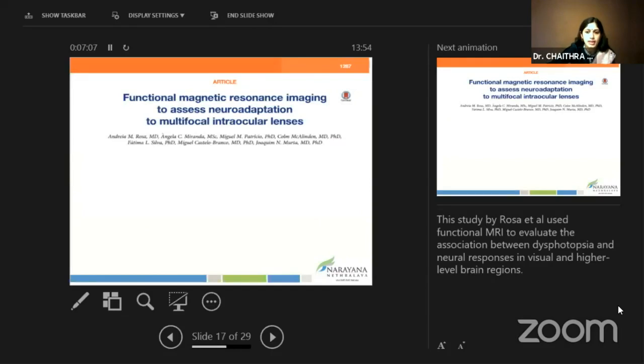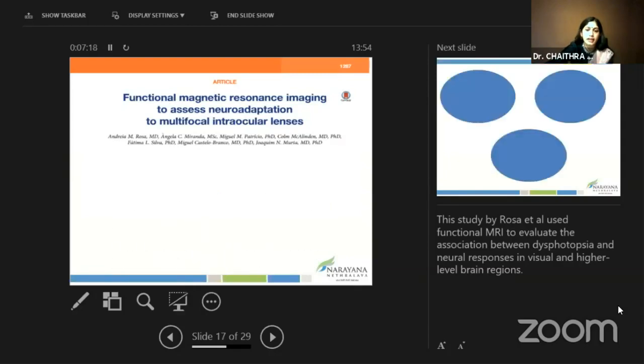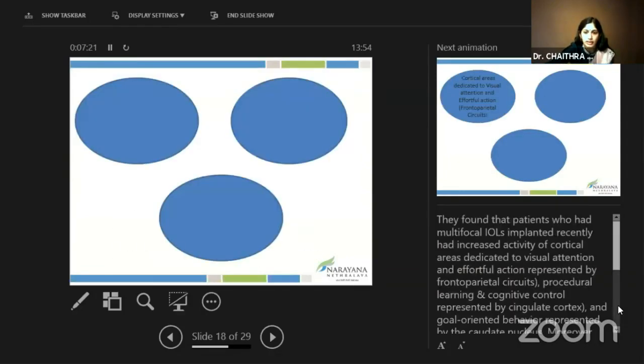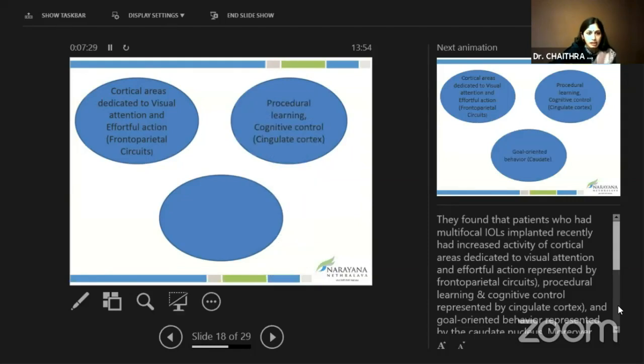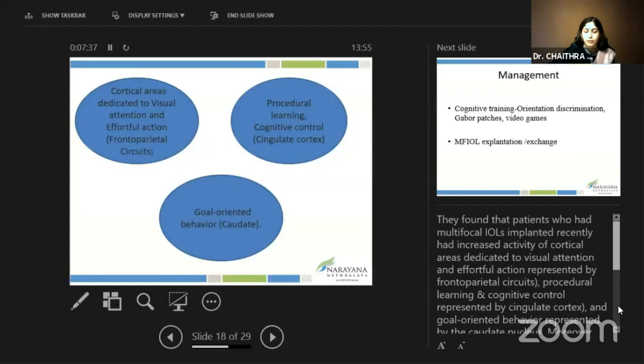So this study by Rosa et al. used functional MRI to evaluate the association between dysphotopsia and neural responses in visual and higher level brain regions. They stated that patients who had multifocal lenses implanted recently had increased activity of cortical areas dedicated to visual attention and effortful action, which is represented by frontoparietal circuits. Increased activity was also seen in the cingulate cortex, which is responsible for procedural learning and cognitive control. And increased activity is also seen in the caudate nucleus, which is responsible for goal-oriented behavior.